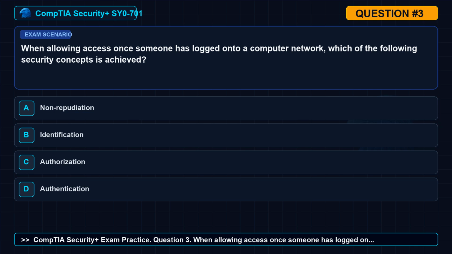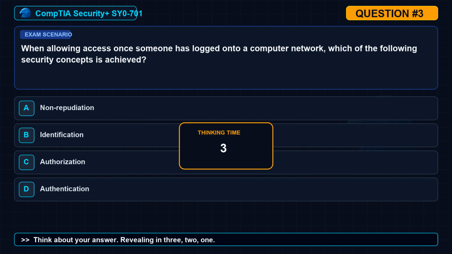Question 3. When allowing access once someone has logged onto a computer network, which of the following security concepts is achieved? Here are the options. Option A, non-repudiation. Option B, identification. Option C, authorization. Option D, authentication. Think about your answer. Revealing in 3, 2, 1.